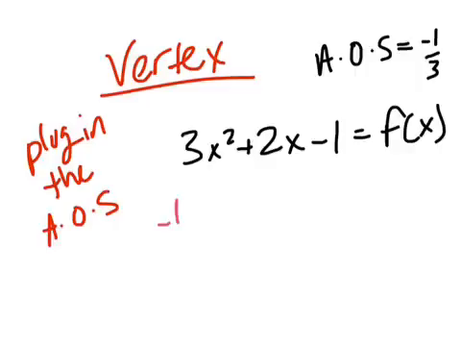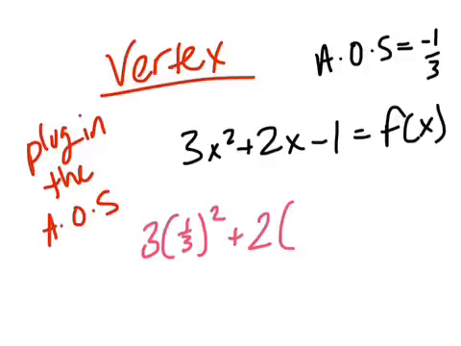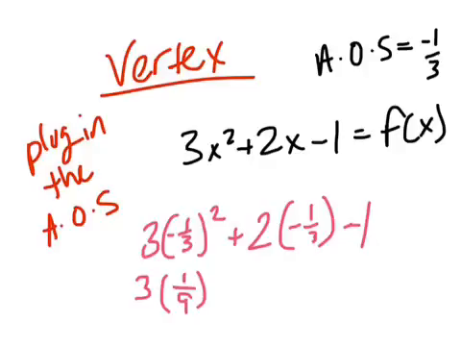So we'll do negative 1/3. Oh, sorry, let me back up. Put that in wrong. 3 times negative 1/3 squared plus 2 times negative 1/3 minus 1. We'll simplify this. That'll give us our output, which will give us the vertex. So negative 1/3 squared is 1/9. So we have 3 times 1/9. 2 times negative 1/3 is negative 2/3, and then minus 1.